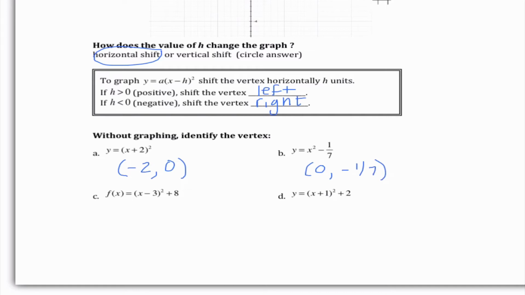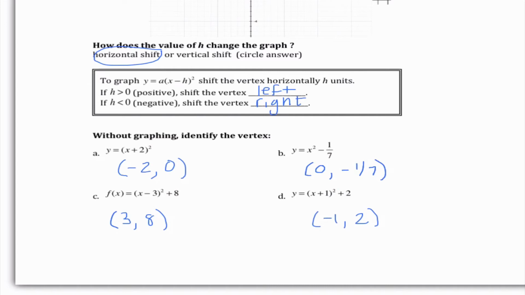Lastly, for C and D, for C, I have a negative 3 inside, so that means I'm going to have a positive 3, and I have an 8 as my k value. And for D, I notice that we have a positive 1 inside, so I'm going to have negative 1 as my h value and 2 as my k value. So we went ahead and found all these vertices. I want us to notice that this h value is always the opposite of what is inside the parentheses. Our k value is whatever this constant was.